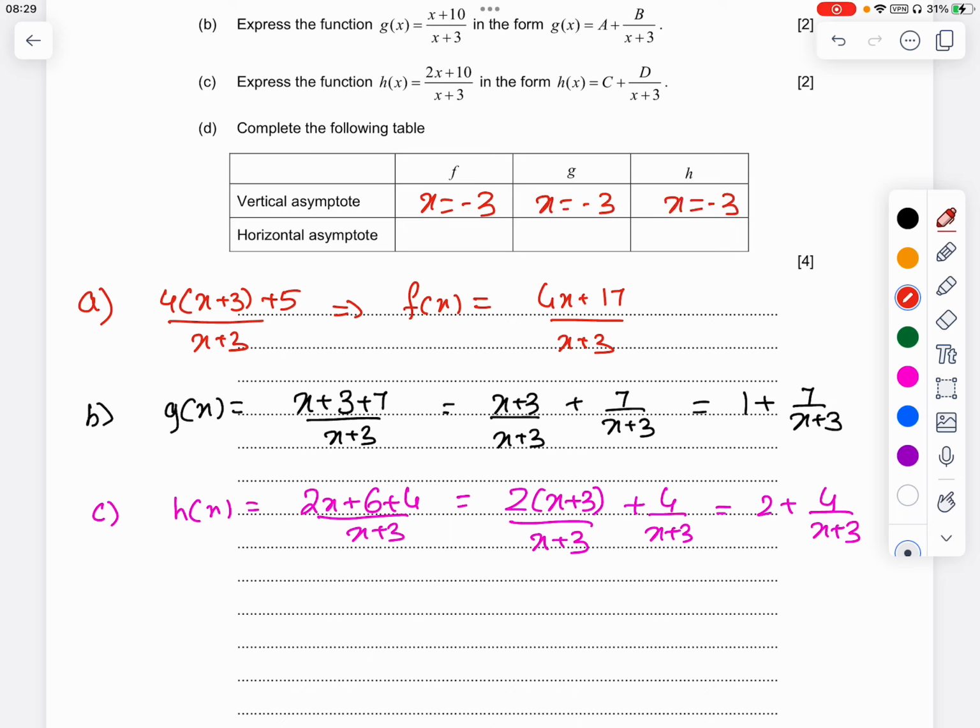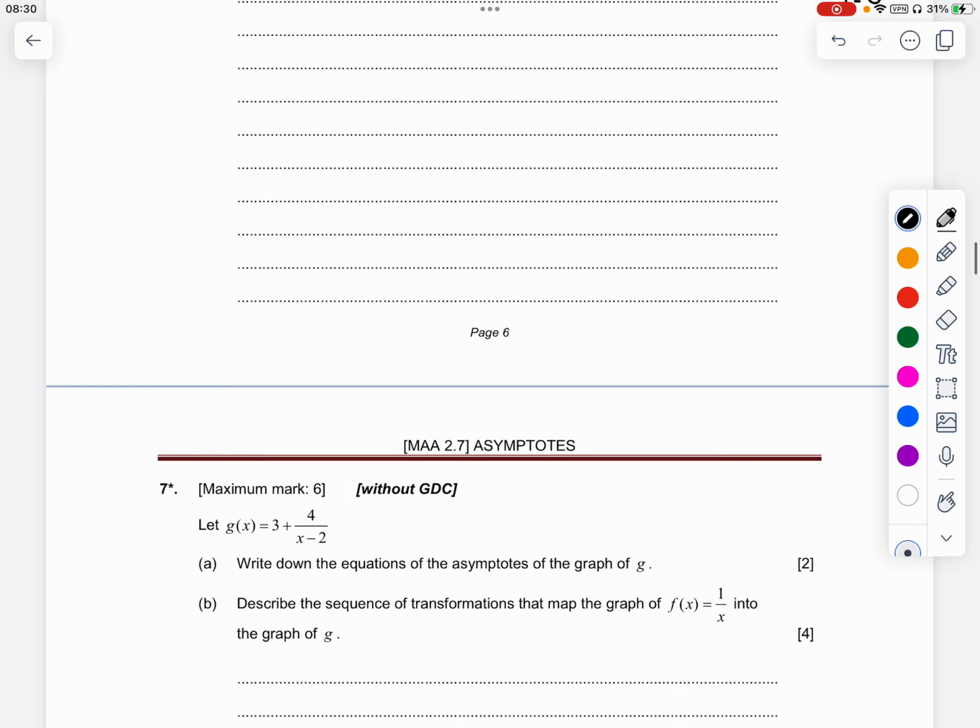Now horizontal asymptotes. Coefficient of x by coefficient of x. So for f it will be 4 divided by 1, which is 4. Now this is a bottom heavy equation, so this is y equals 0. 0 plus 1 will become 1. Again y equals 0. So 0 plus 2 will become 2. All bottom heavy equations will have y equals 0. What do I mean by bottom heavy equations? The degree of the denominator is more than the degree of the numerator.